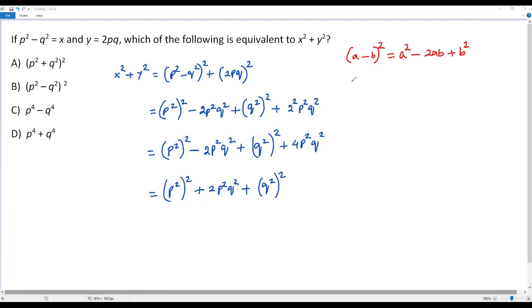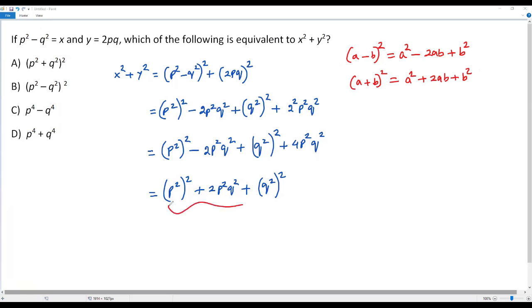Now let me consider another algebraic identity, that is a positive b the whole square. So the expansion of the square of this binomial is a square positive 2ab positive b square. This one is similar to the first one we have over here. The first one we have a negative sign between a and b over here. Then in the expansion, the 2ab is negative. In the second one, we have a positive sign between a and b. Then in the expansion, the 2ab is positive.